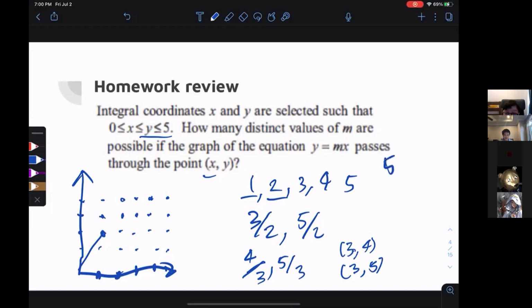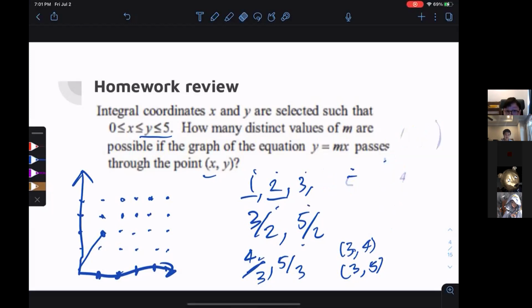And then lastly, you have 5/4 when the point that it passes through is (4, 5). All right. And when the denominator is 5, there's nothing really, because it can only be 5 over 5, and that's just 1. You already counted that. And that's a total of 1, 2, 3, 4, 5, 6, 7, 8, 9, 10 slopes. Should be the right answer.